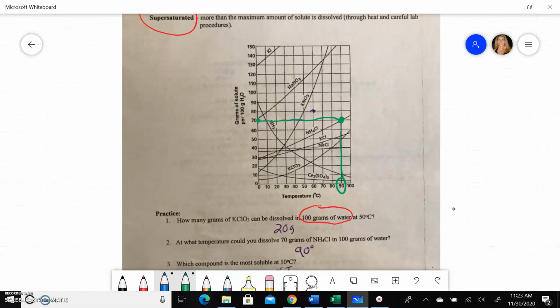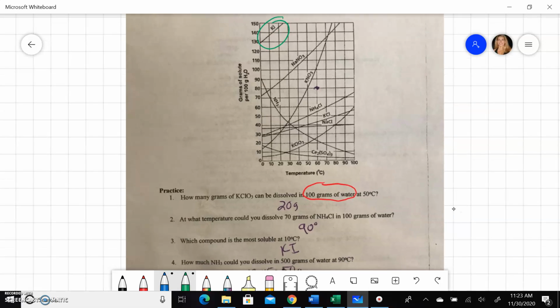It says, which compound is most soluble? Most soluble means you can dissolve the most grams of it, so that would be the highest towards the top. So if you go to 10 degrees and go all the way up, KI is the most soluble.